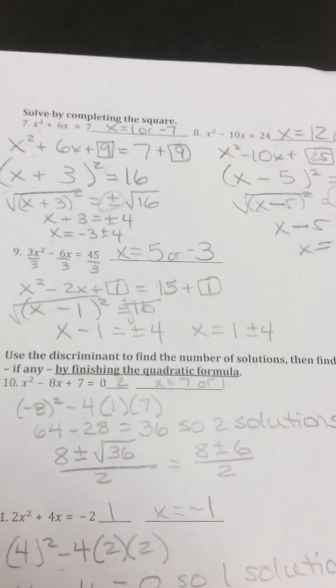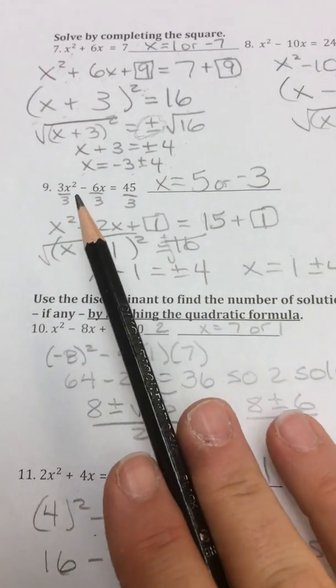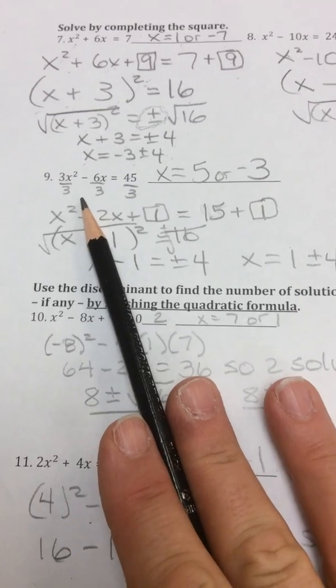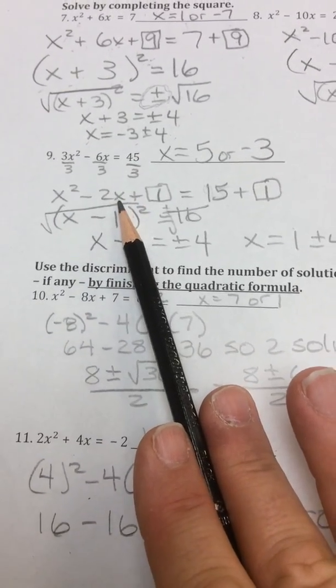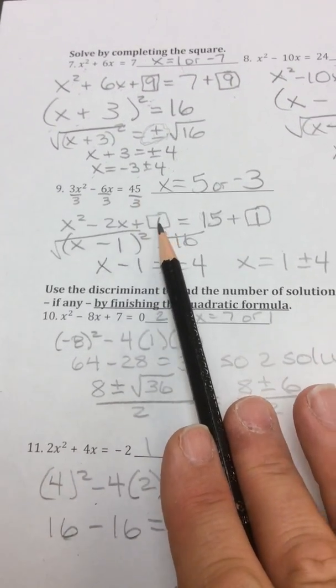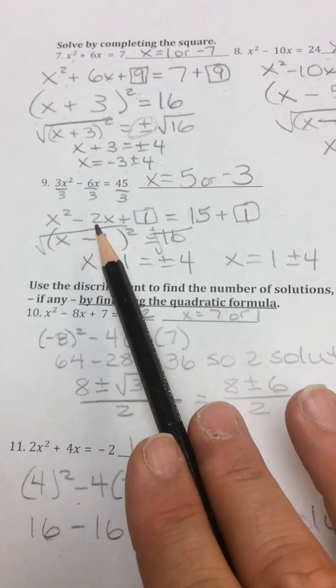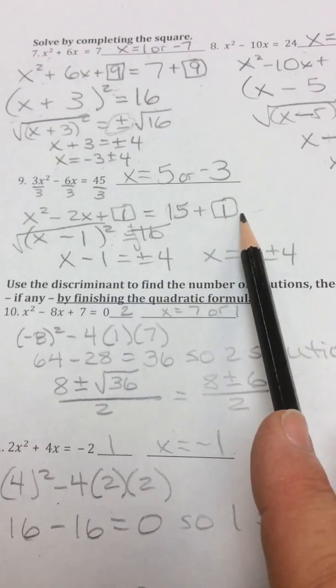Number 9, it tells me to complete the square. I cannot complete the square until A is 1. So I have to divide everything by what A is. In this case, A is 3. When I divide everything by 3, I get x squared minus 2x equals, there was 15 on this side. So, open box, binomial. I got x minus 2 divided by 2 is 1, squared, added 1 to both sides.